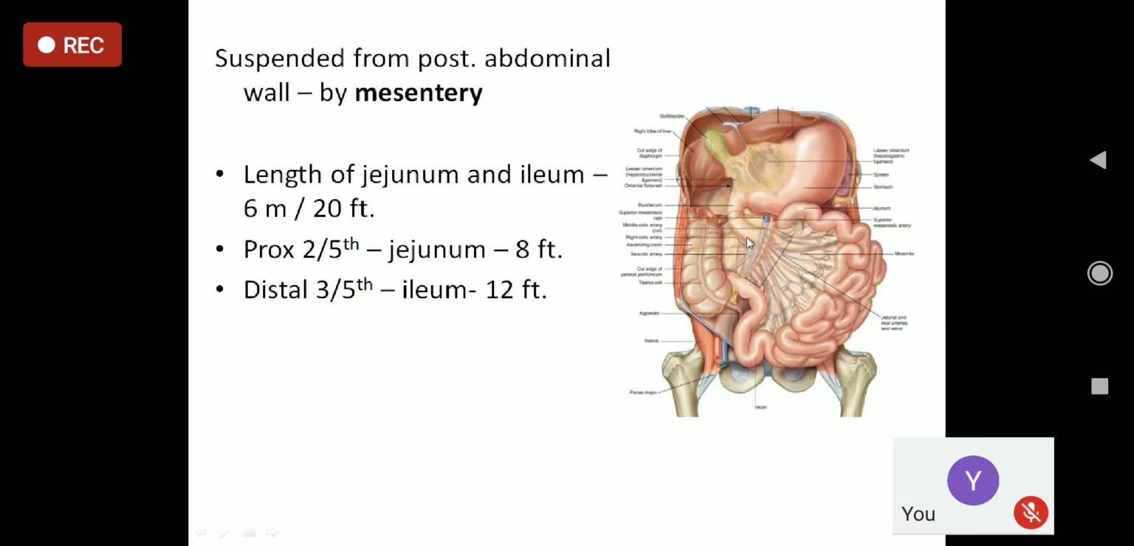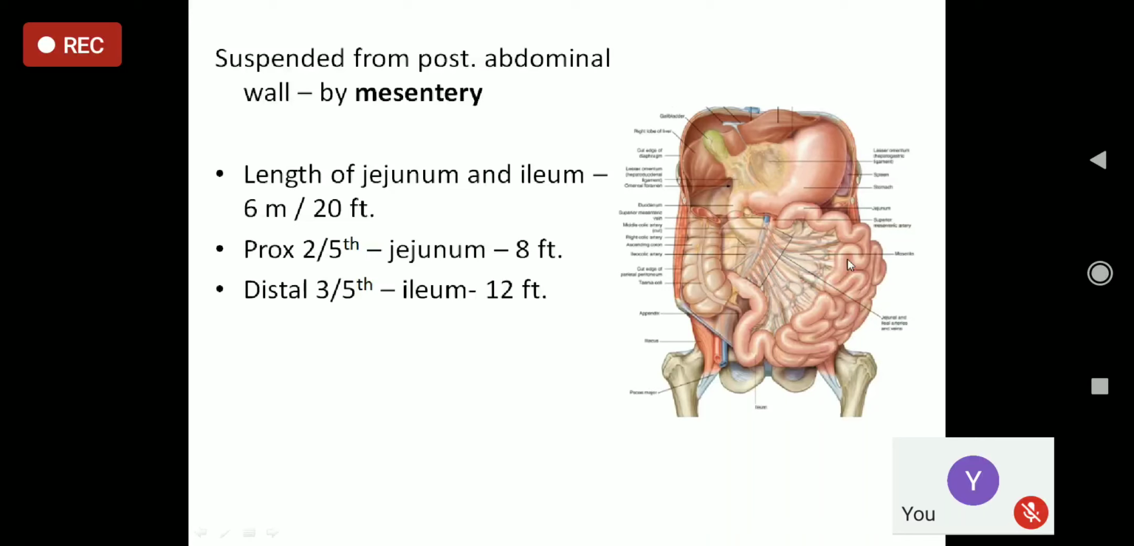So this is the posterior abdominal wall. Now the jejunum and the ileum are suspended from the posterior abdominal wall by a fold of peritoneum, which is known as the mesentery. So this is the mesentery, which is nothing but the fold of the peritoneum through which the jejunum and the ileum are attached to the posterior abdominal wall.